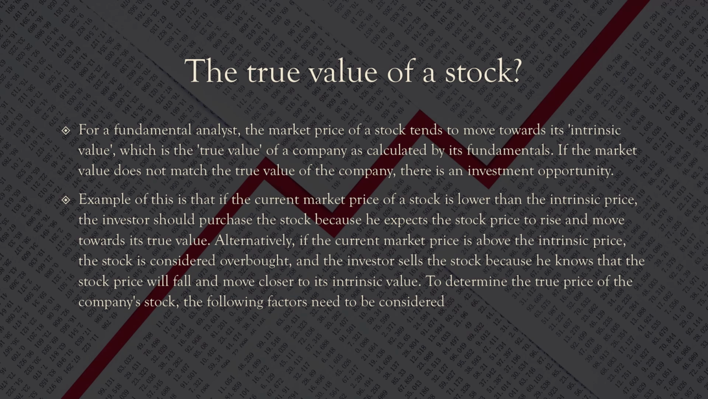Example of this is that if the current market price of a stock is lower than the intrinsic price, the investor should purchase that stock because he expects the stock to rise and move towards its true value. Conversely, if the current market price is above the intrinsic value, the stock is considered overbought, and the investor sells that stock because he knows that the stock price will fall and move closer to the intrinsic value. To determine the true price of the company's stock, there are many factors to consider.